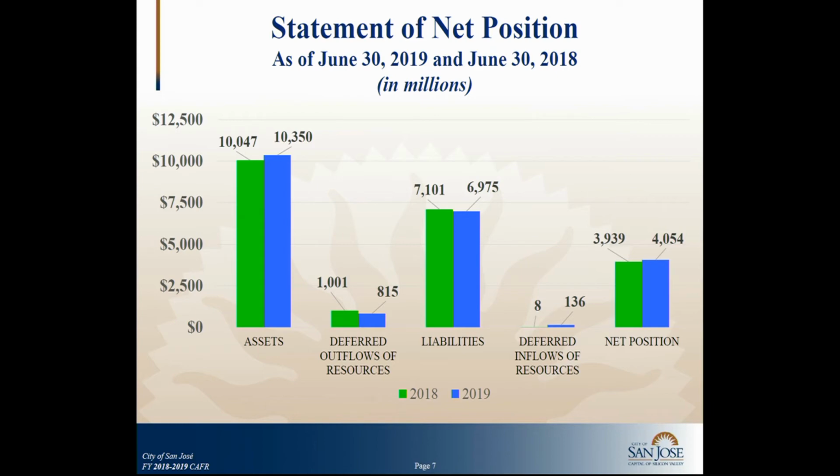Over time, increases or decreases in net position may serve as a useful indicator of whether the city's financial position is improving or deteriorating. As you can see in the chart above, the net position for fiscal year 2018 was $3.939 billion. And in fiscal 2019, the net position was $4.054 billion. This represents an increase of $115 million as compared to the net position from 2018. So the statement of net position has improved from fiscal year 2018 to 2019.